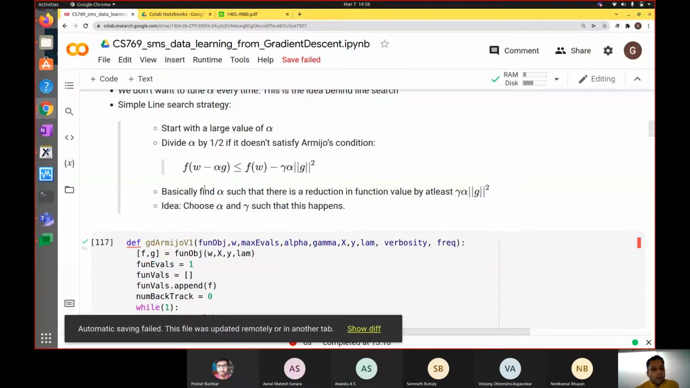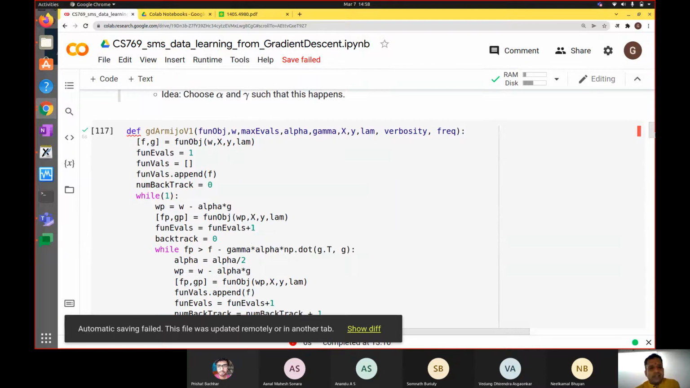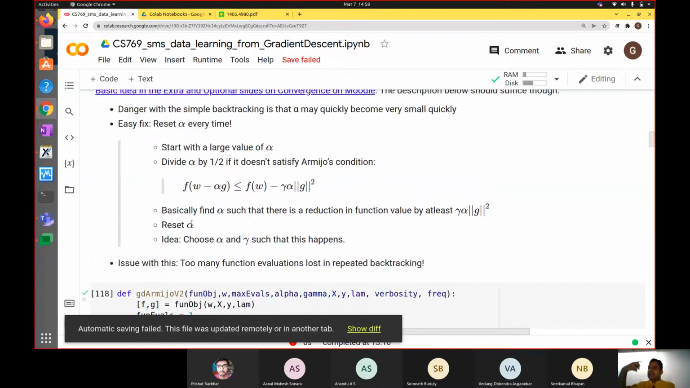So now what we are doing is, instead of just keeping on dividing alpha, in the second line search strategy I will reset alpha. After every step, once I find a sufficient decrease, I'll reset alpha. Makes sense, right? Let's say to the same large value. So reset alpha to the same large value.